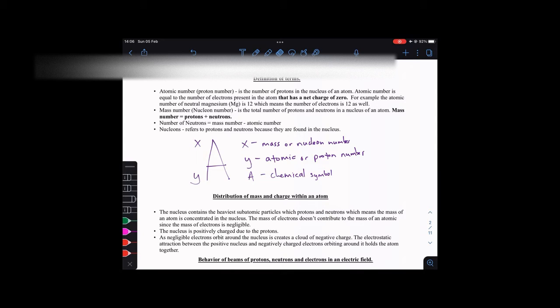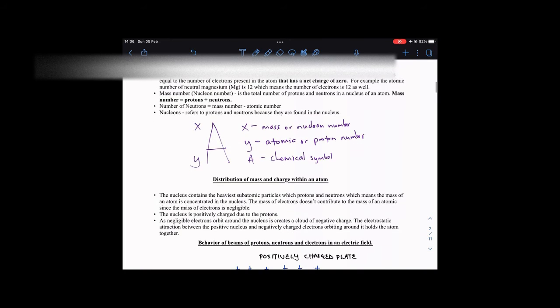So you find these types of questions in your Cambridge paper ones, and then we define the mass number or nuclear number. The mass number is the total number of protons and neutrons. Since the nucleus is the only component in an atom that contributes to its mass, the mass number is the total number of protons and neutrons in the nucleus of an atom. I've written this formula in bold: mass number equals protons plus neutrons.